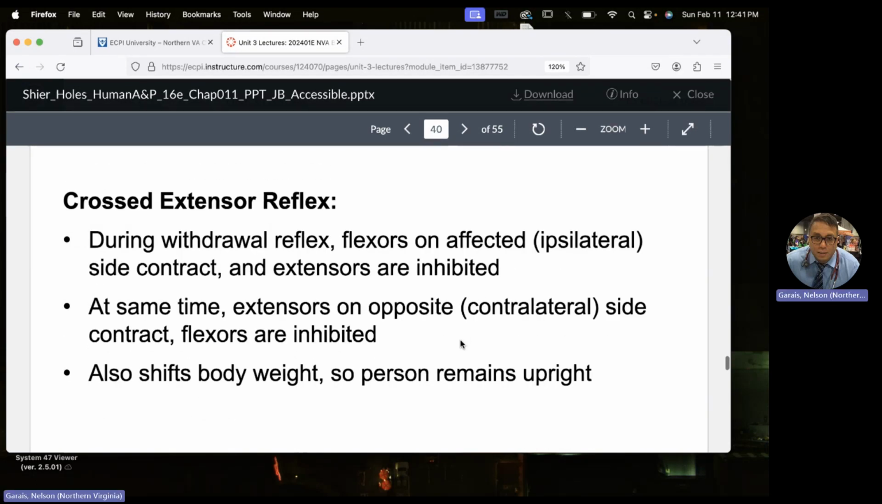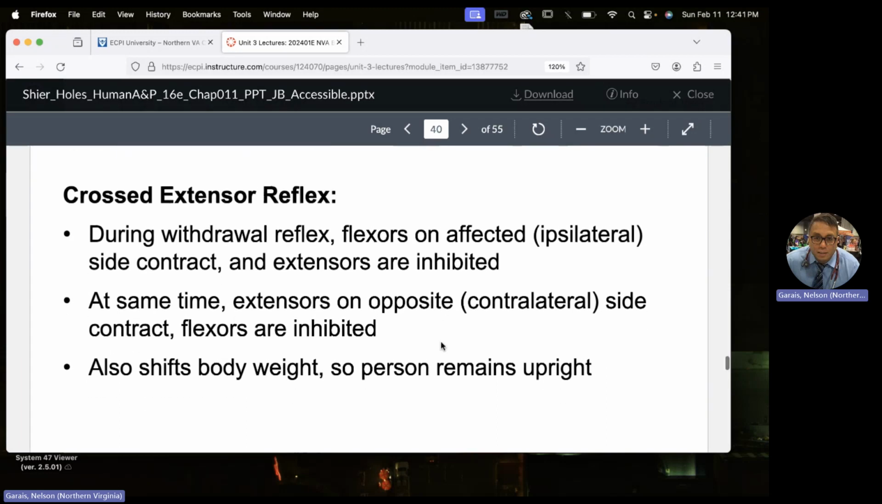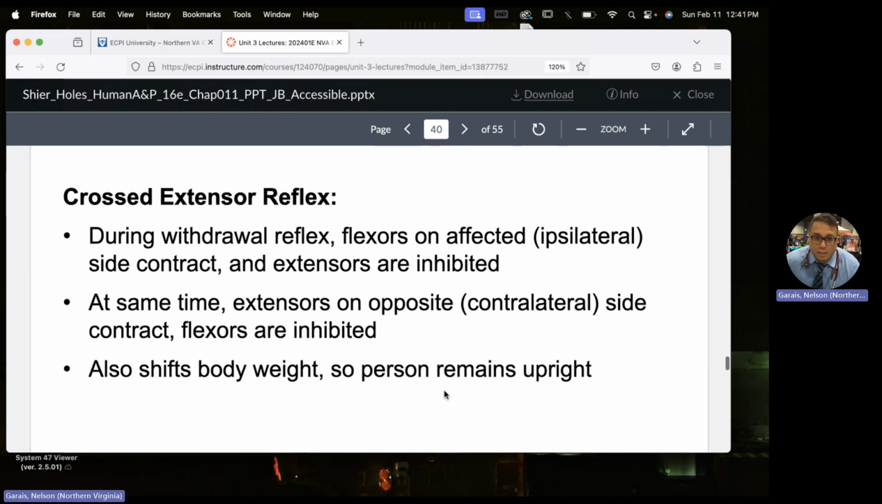Crossed extensor reflex. The biggest thing you need to know is what? Ipsilateral is what? Same side, right? And contralateral is the exact opposite. So contra means the exact opposite, right? Because that's what has to happen. In a withdrawal reflex or a crossed extensor reflex, it shifts the body weight. So one side is going to be active, the ipsilateral side, right? And the other side will do the exact opposite thing.